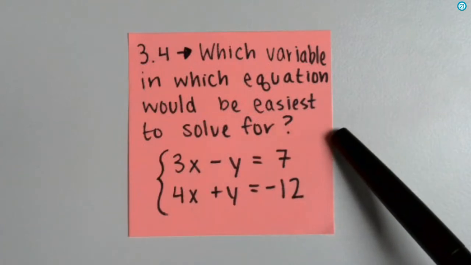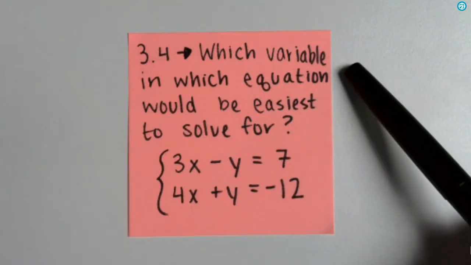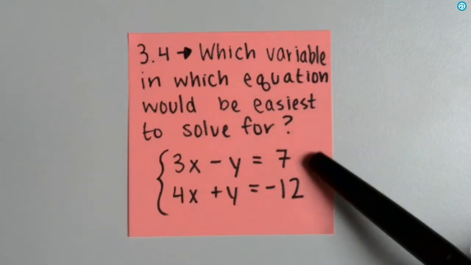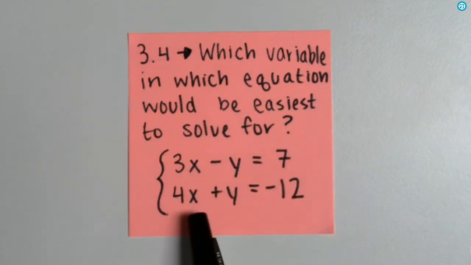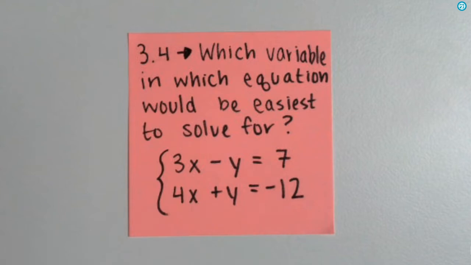This is your 3.4 quick write. Your question is which variable in which of these two equations in this system would be easiest to solve for? So you need to say x or y in the first or second equation. So I'm going to give you guys about 30 seconds to work on that.